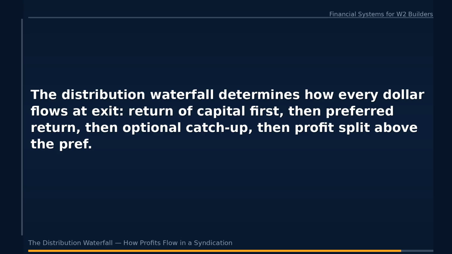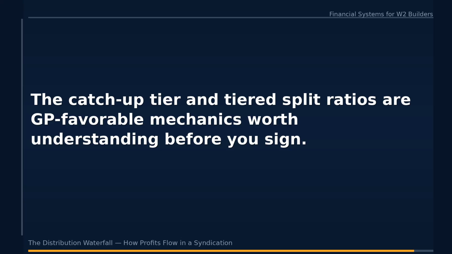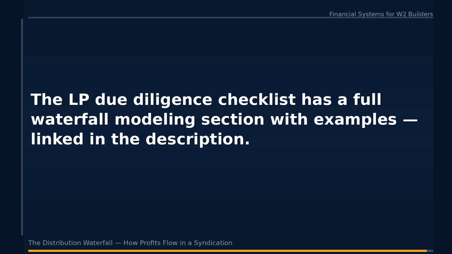Here's the summary. The distribution waterfall determines how every dollar flows at exit, return of capital first, then preferred return, then optional catch-up, then profit split above the pref. Model 3 scenarios before you invest: base case, underperformance, and strong performance. Know your equity multiple and IRR at each. The catch-up tier and tiered split ratios are GP-favorable mechanics worth understanding before you sign. A waterfall that aligns GP and LP incentives, where the GP earns meaningfully only when LPs earn well first, is the foundation of a trustworthy deal structure.